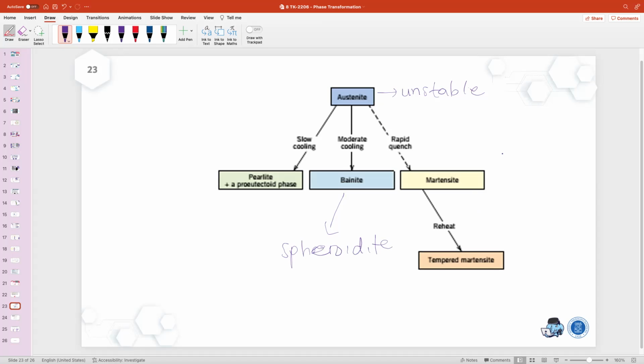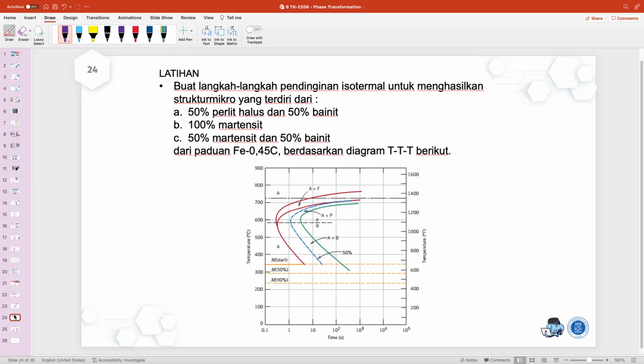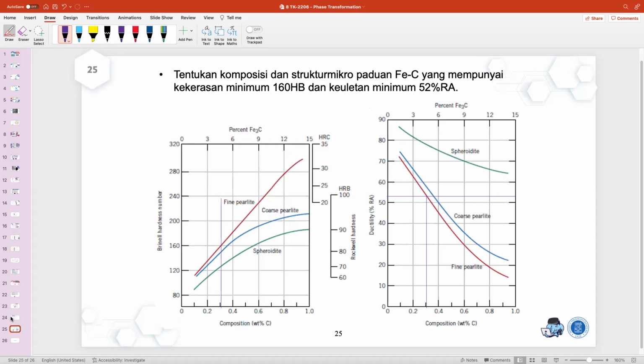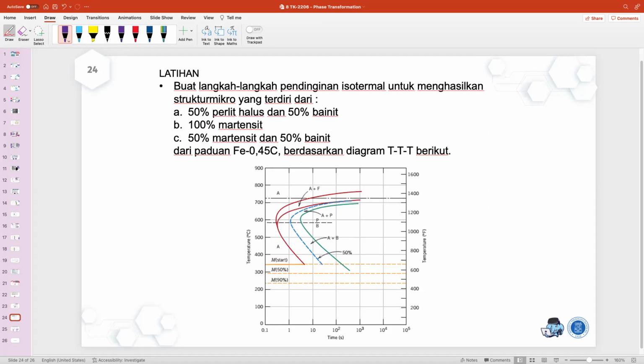So by changing the cooling rate, we can end up with different microstructure. Okay, so in here some exercise, an example or sample of the exam. Write the steps for the isothermal cooling to get the microstructure. For example, 50% of fine perlite, 50% of bainite, or 100% martensite, or something like that.